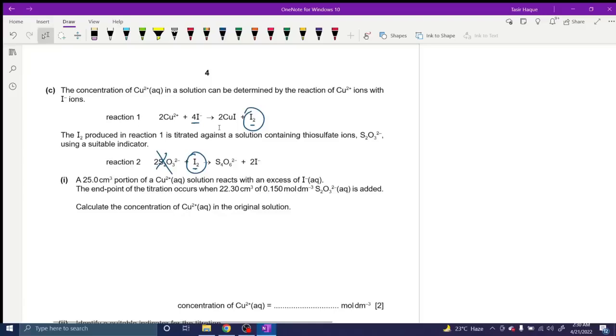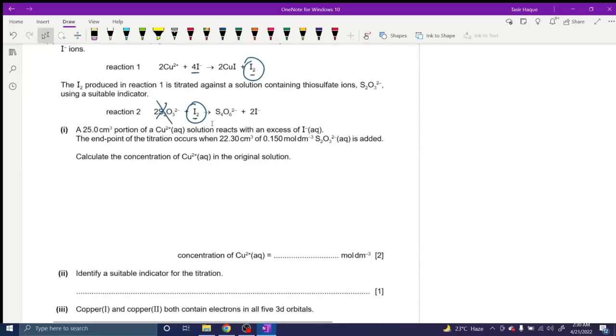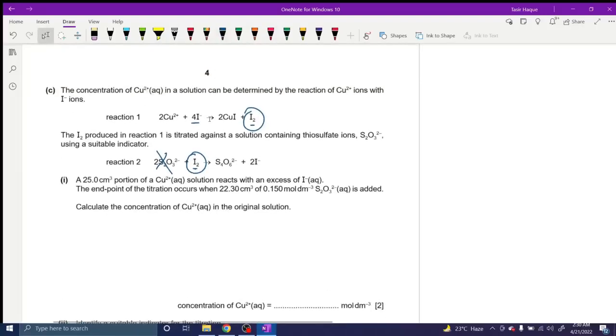So we add starch as the indicator because it gives a blue-black color. It is added at the end of the reaction. Calculate the concentration of copper in the original solution.